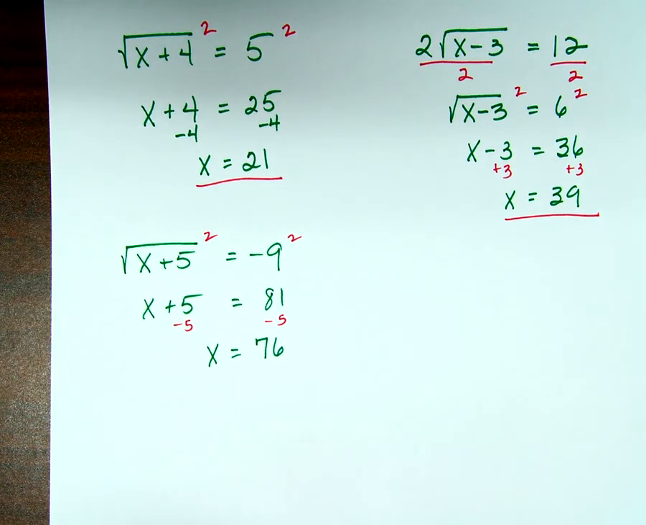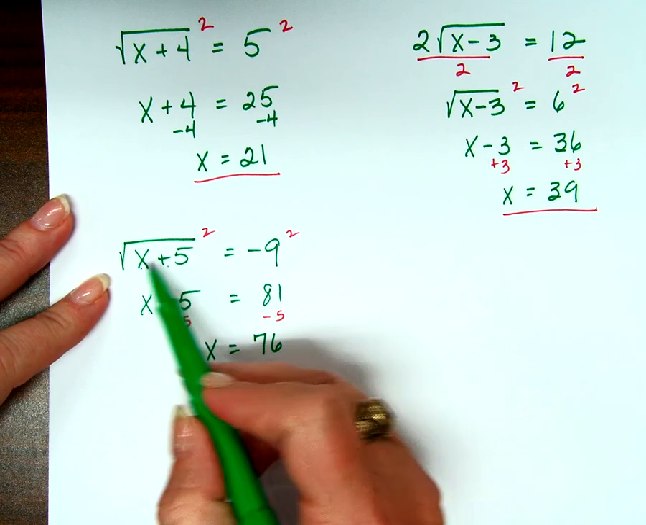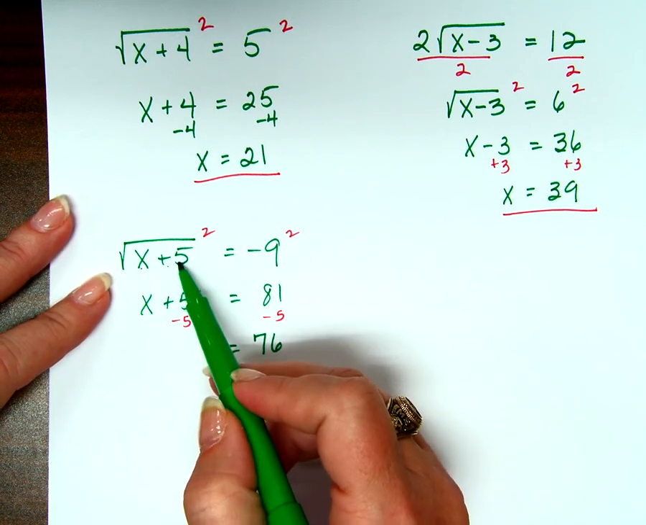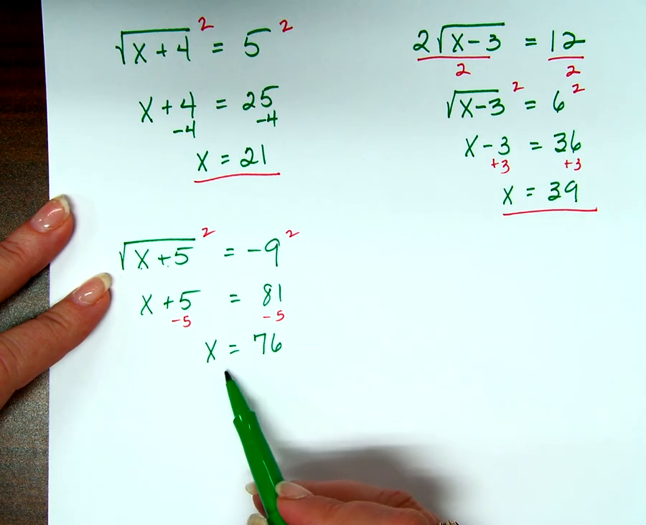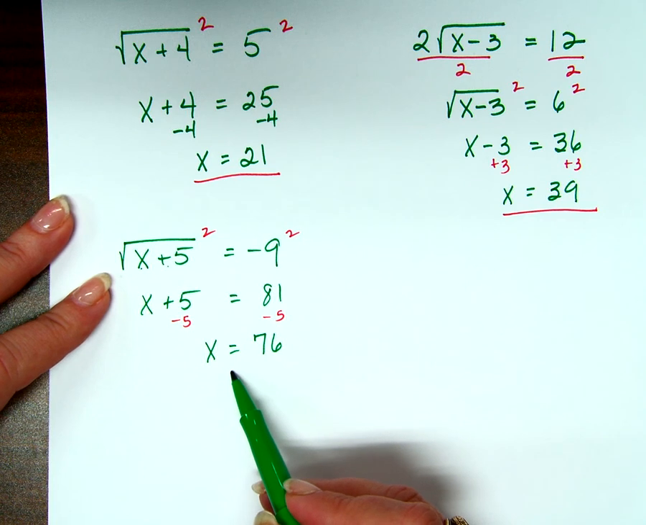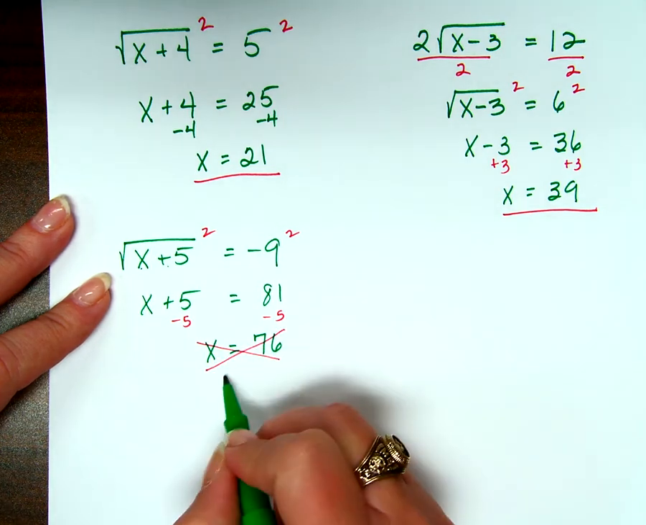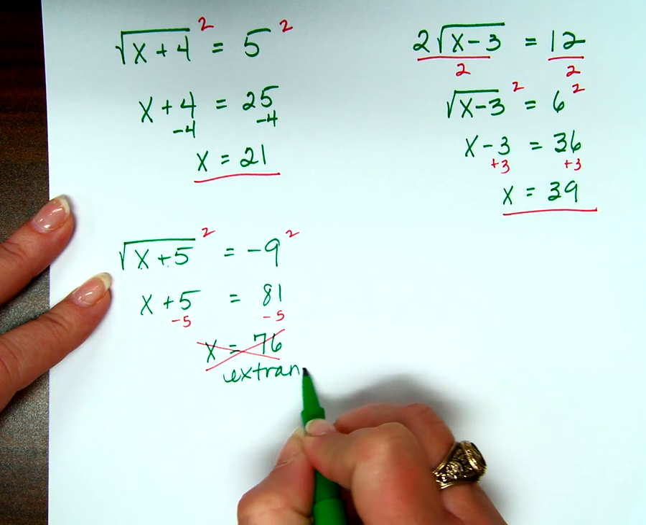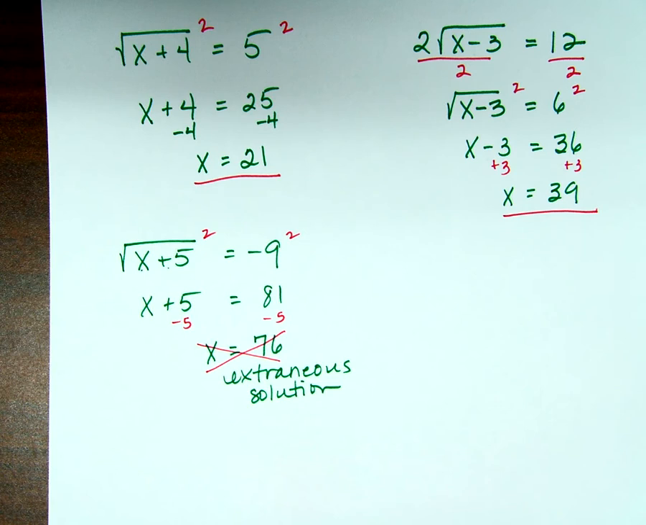Is it right? Should we check? Okay. 76 plus 5. 81, square root of 81. Does 9 equal negative 9? What did I do wrong? Or maybe a better question is, did I do anything wrong? I did not do anything wrong. This is just not the answer. It is an extraneous solution. It's an extra answer that we got that's not the right answer.